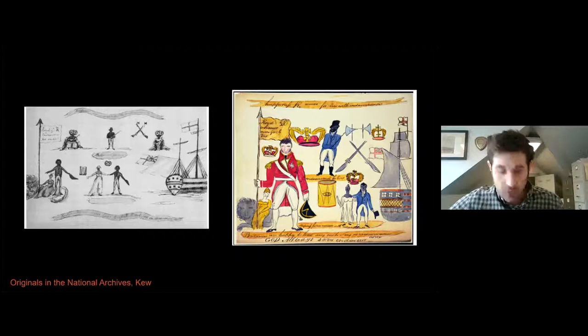To make former slaveholders whole, the Treasury raised a fund of 20 million pounds, a substantial portion of which landed on the balance sheets of the wealthiest of the slaveholding class, people like the McKinnons, who I began this presentation with.